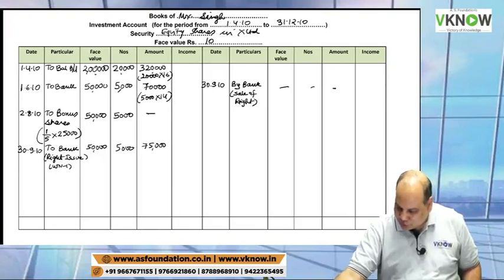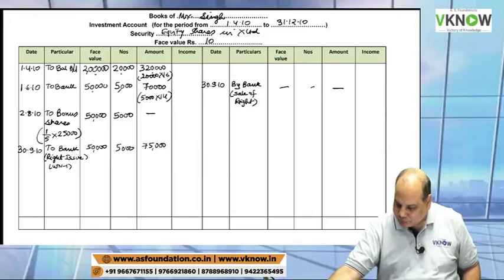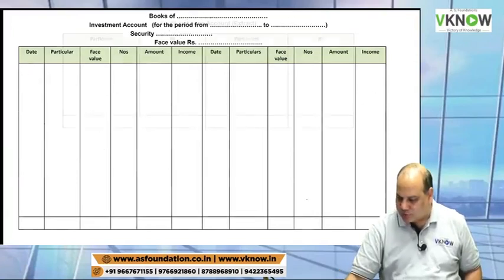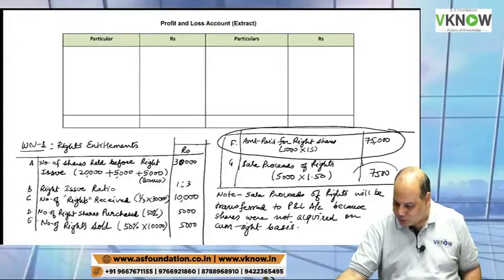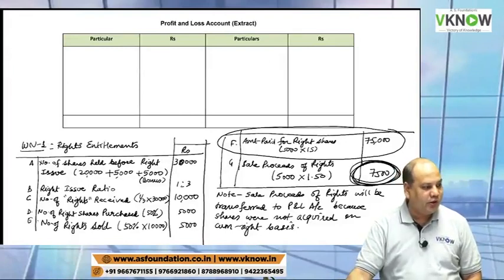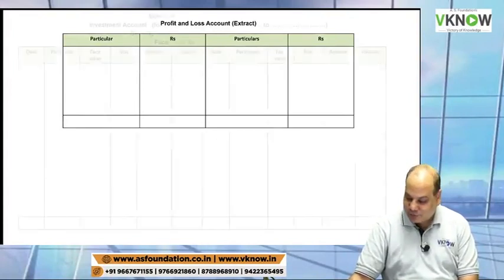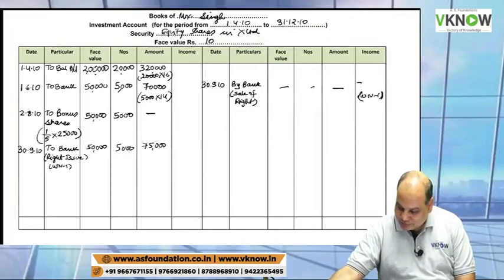Sale of right will go to the income column, and that is also working note 1. Sale of right, working note 1. On the screen, working note 1, right hand side below. So you'll get 7,500.